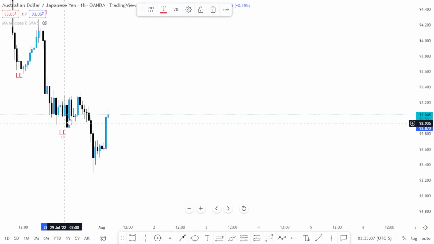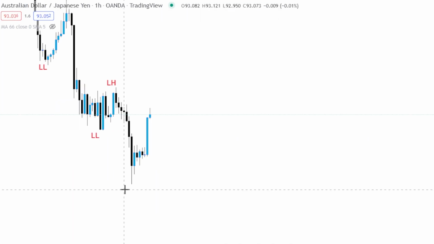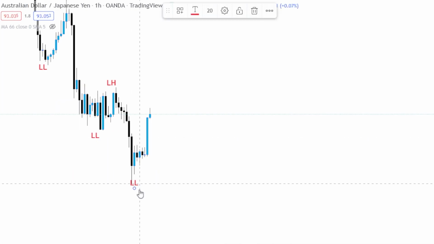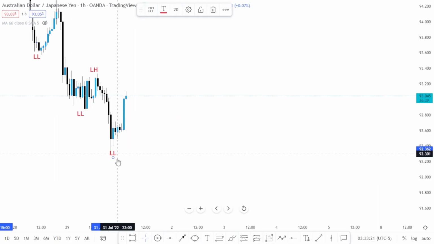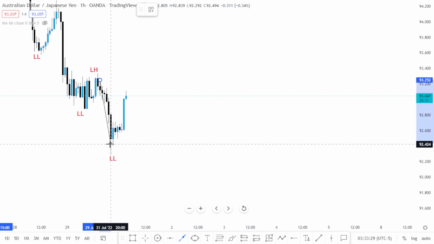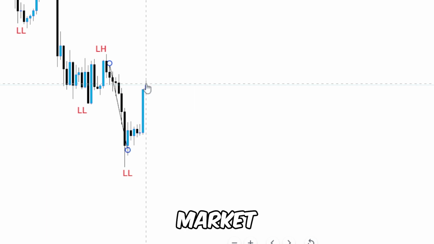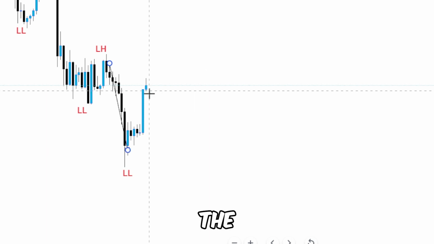Then we have a pullback creating our lower high. Then the market made another move to the downside, creating a lower low. Then the market is currently pulling back, guys. I am loving this one. And let me show you something. This is what the market is actually doing live. The market is actually creating the next lower high.